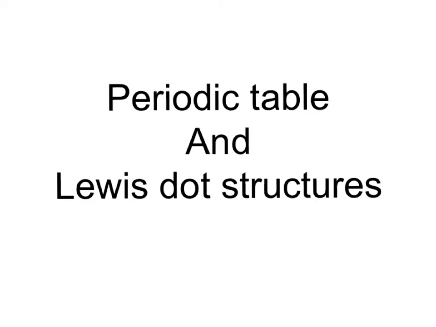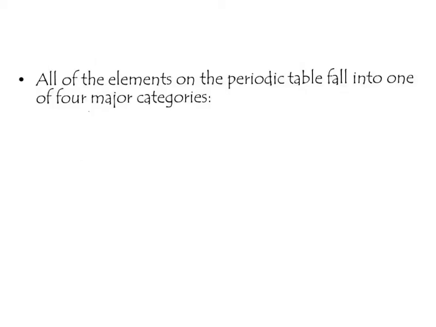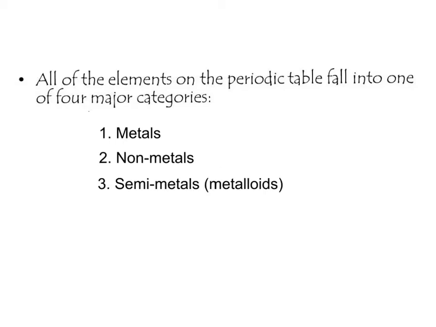In this lecture, we're going to talk about the periodic table and Lewis dot structures. Now we're really going to talk about how the periodic table is organized. All of the elements can fall into one of the four major categories: 1. Metals. 2. Non-metals. 3. Metalloids. And finally, noble gases.